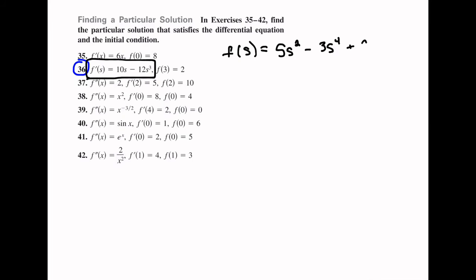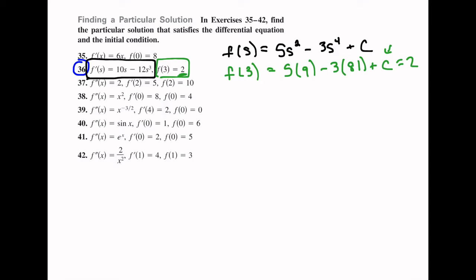Now, don't forget your plus c. If you forget your plus c, then you won't know what in the heck to do with this, right? But because they tell you that f of 3 equals 2, we could plug a 3 in here. 9 times 9. Okay, and then we have to set that equal to 2, because they told us that it equals 2, and that's going to let us solve for c.